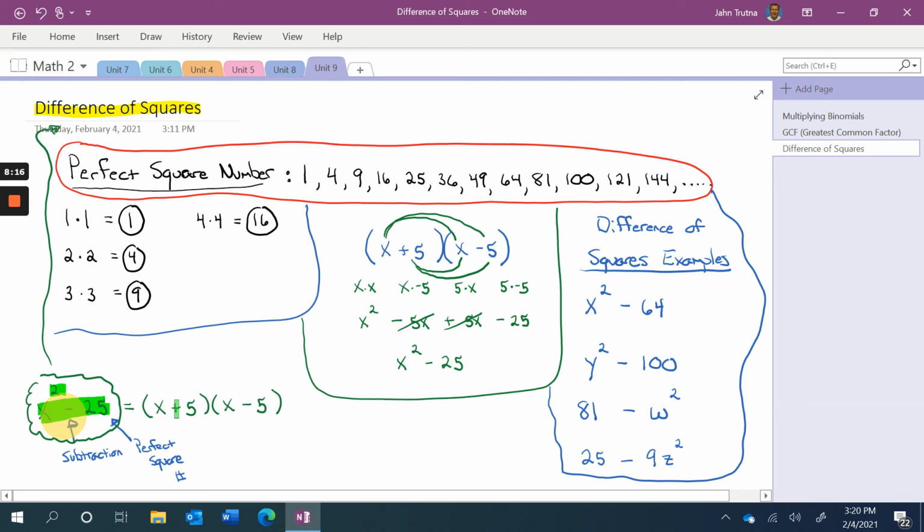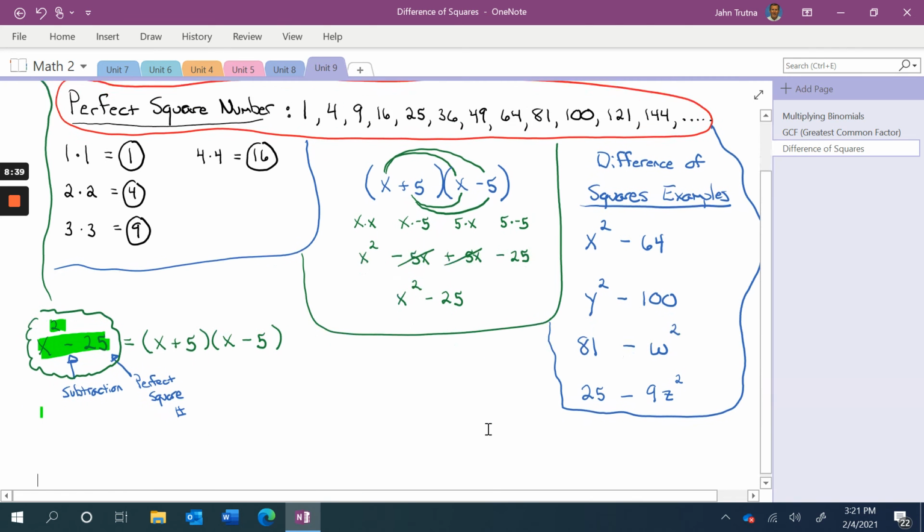One of the quantities will always have an addition. One of the quantities will always have a subtraction, and then the numbers will be whatever number multiplies by itself to equal the perfect square number that you see in the difference of 2 squares. So that would be the idea of how we do this.